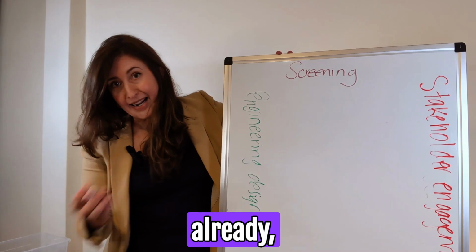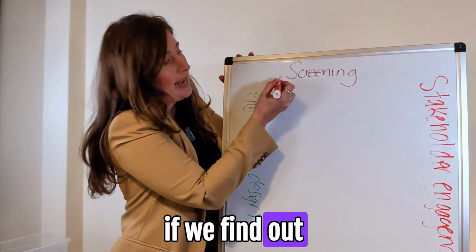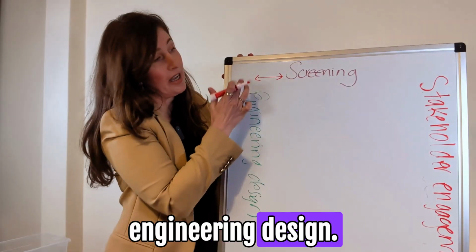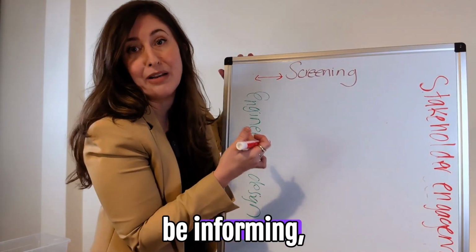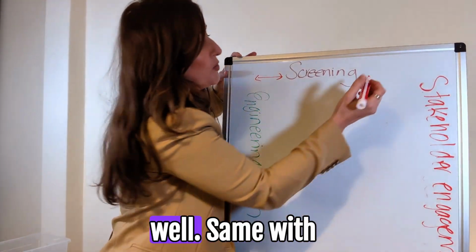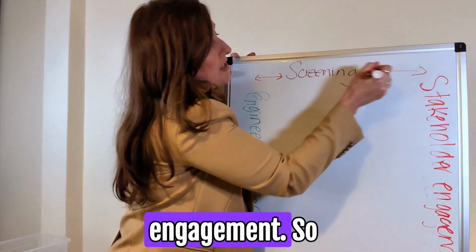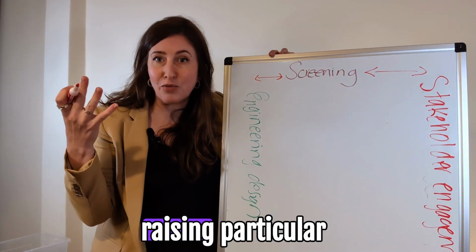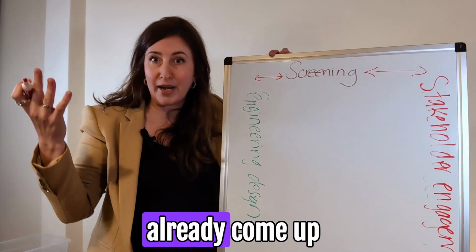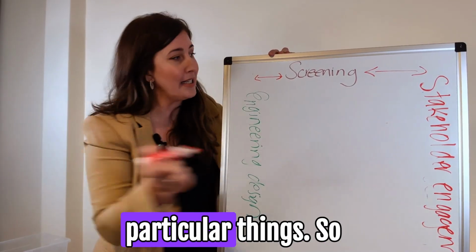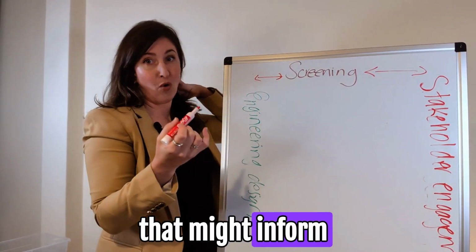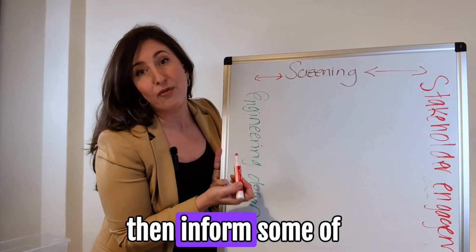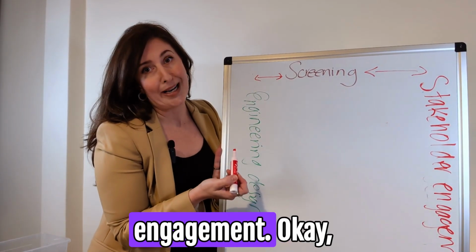Now, already, if we find out something in the screening, it can inform the engineering design, and the engineering design should also be informing the screening as well. Same with stakeholder engagement. We might say that the community is raising particular issues or have already come up and are concerned about particular things. So that might inform the screening as well. Or we might find things out in the screening that can then inform some of that early stakeholder engagement.